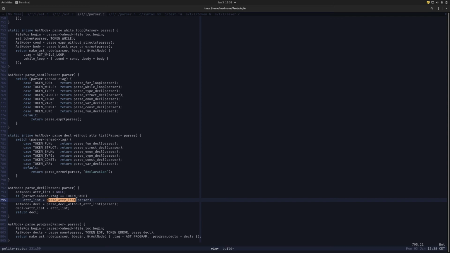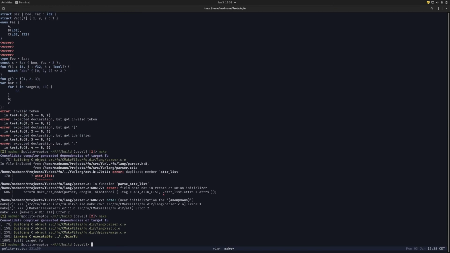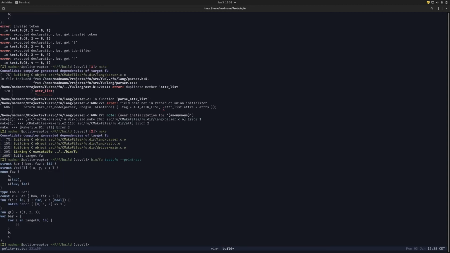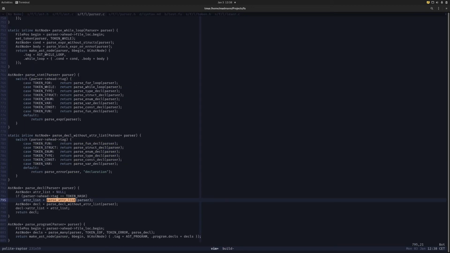All right, so we parse this. Maybe now it works. Exactly, it does work. And bam, it works, except as you can see, it's not in the output. We just don't print this information yet. So what I have to do is to print it.